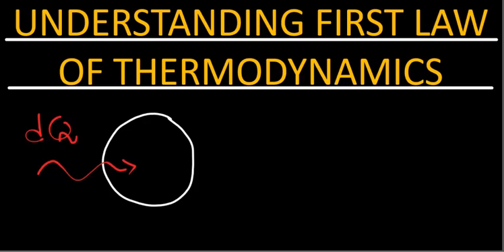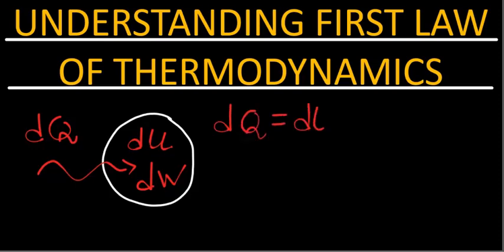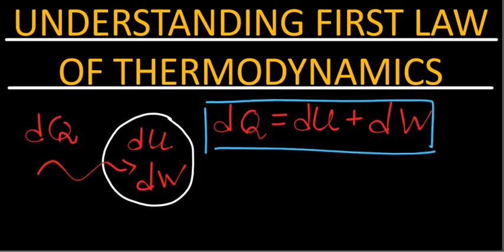The first thing, the internal energy of that gas sample would change. And the second thing, there will be a certain amount of work done by this gas on the surroundings. So according to conservation of energy, we can write the amount of heat added equals that change in internal energy plus the amount of work done. As simple as that. So this is the first law of thermodynamics.